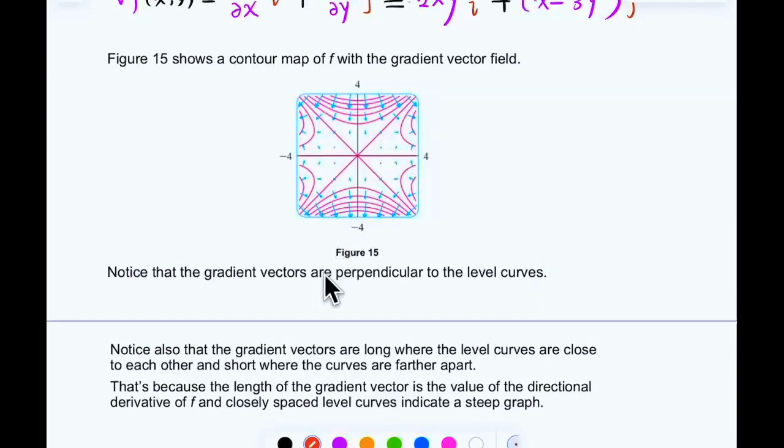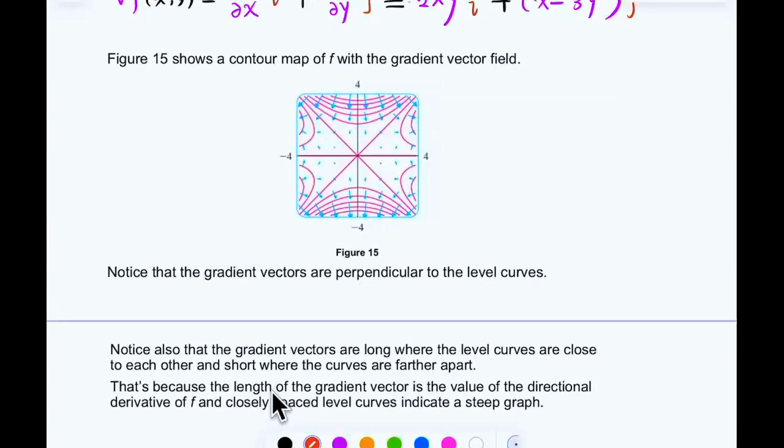Okay. What's the reason? Looking at this formula for the vector field, how do you find the length of this gradient vector? Can you tell me? We take the square root of the square of this plus the square of this, right? The length of the gradient vector is the value of the directional derivative of f, and closely spaced level curves indicate a steep graph. Oh, yes.